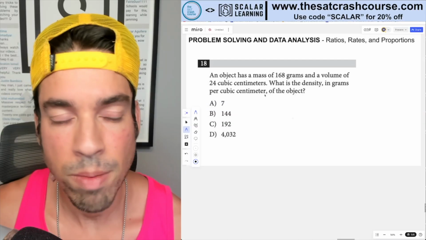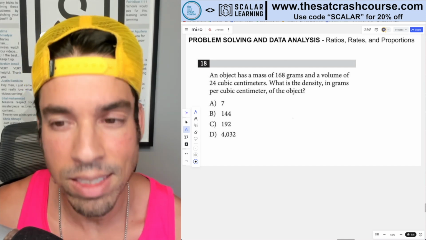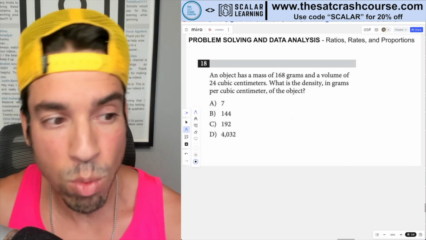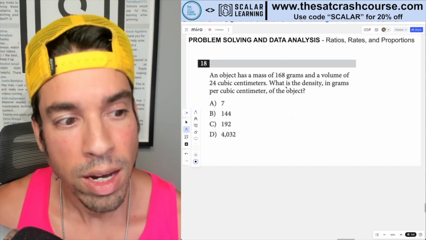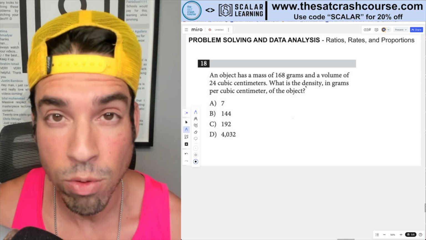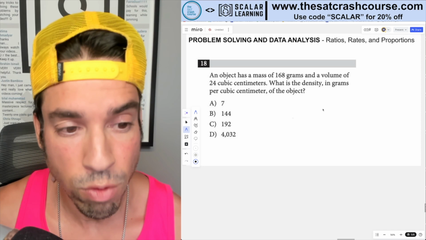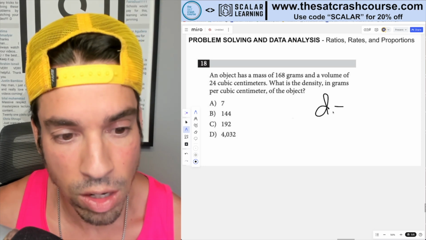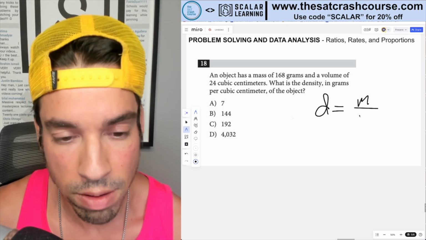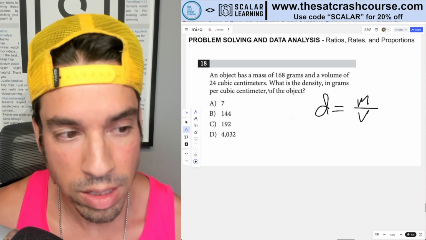Done. The next type of problem that I'm anticipating is a density problem. I've been seeing these problems show up more and more on the practice materials. And the interesting thing is they don't actually give you the formula for density in most of these questions. So I do believe it's important to know the formula for density. Density is equal to mass divided by volume. So let's step through this problem and let's see how we take care of it.